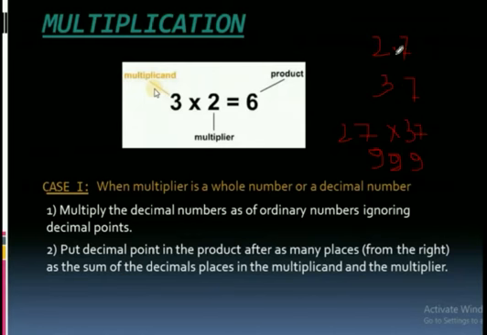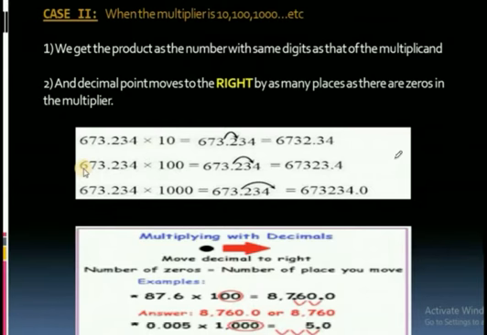Okay, now in the answer you have to put the decimal point. Here you can see after the decimal point you have one digit, and here also after the decimal point you have one digit. So total number of digits after the decimal point should be how much? 2. So from the right I will leave two digits in the answer and I will put the decimal point here. So the answer of 2.7 into 3.7 will be 9.99. Okay. Next is case 2.